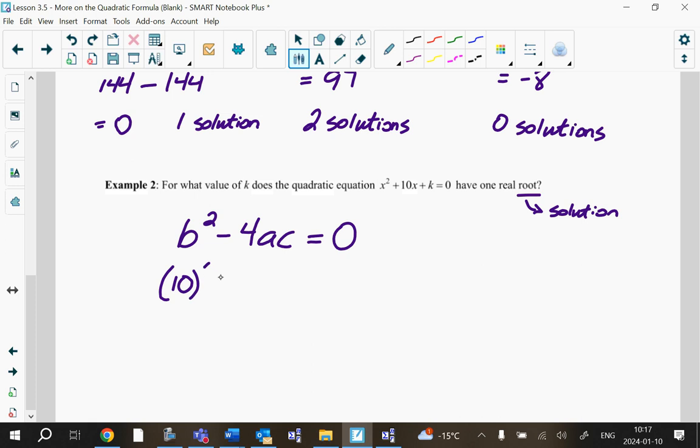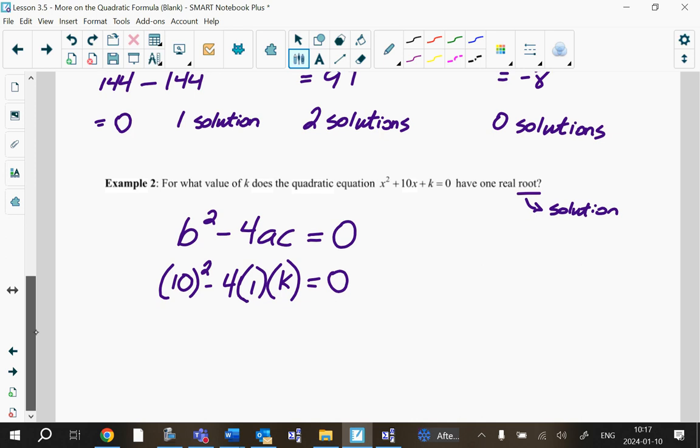Minus 4 times, what's A? What's C? K. What did I just create? An equation that I can solve for K. So 10 squared is 100. What's an easier way to say 4 times 1 times K? 4K. So I've simplified it a little bit, equals 0, and then just solve, get K by itself.